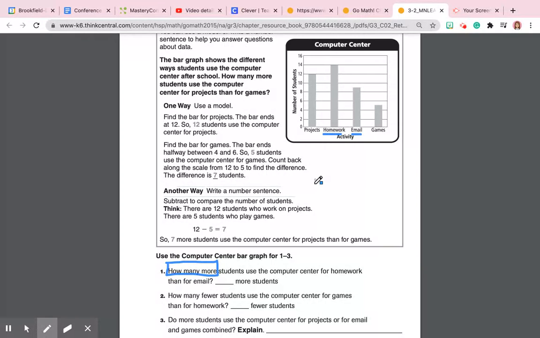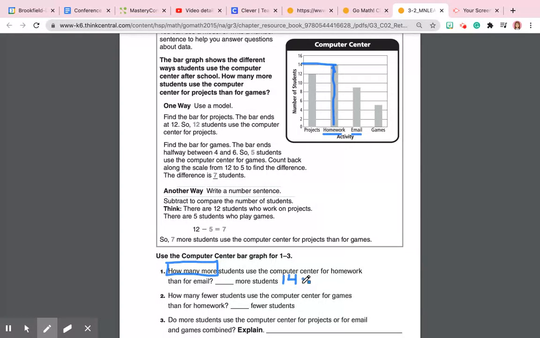So I have the number for homework and the number for email. I cannot subtract a bigger number from a smaller number, so I am going to start with the bigger number. So I'm going to do 14, because if I go up, up, up, up, up, up, up, up, up, up, up, I end at this line, which connects me to 14. So I'm going to start with 14.